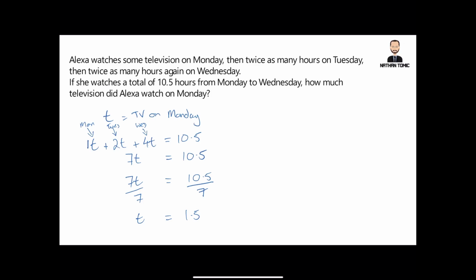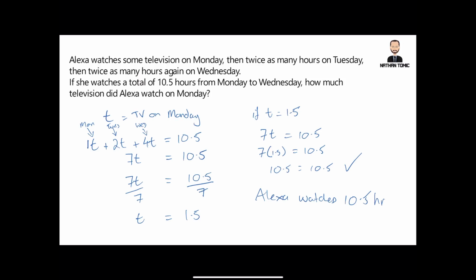Let's put that in. So if T equals 1.5, our equation was 7T equals 10.5. So we put the 1.5 in. So 7 times 1.5 equals 10.5. 7 times 1.5 is 10.5. So the left and right are equal, so that is correct. So again, a worded question needs a worded answer. So Alexa watched 10.5. Now don't forget the unit, so hours on Monday.